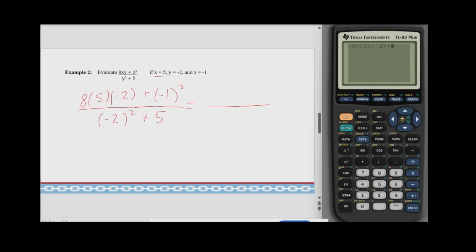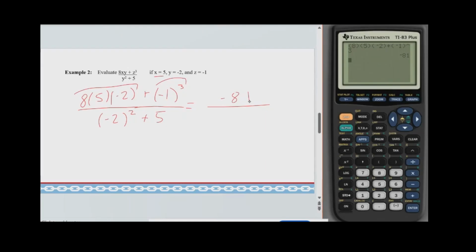and then plus negative 1 to the third power. Okay, so I could enter that all into my calculator. You might do it in steps. For this part here, you would get negative 80. This part would become negative 1.